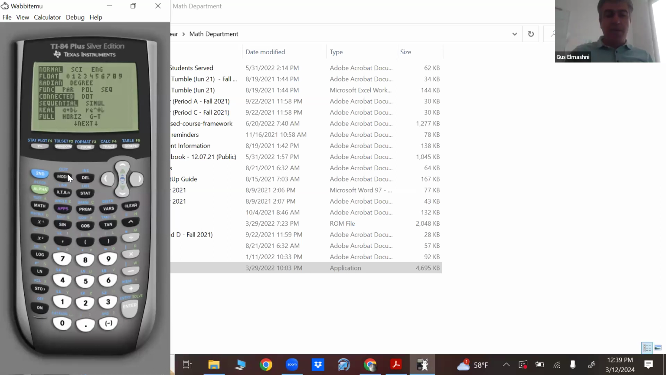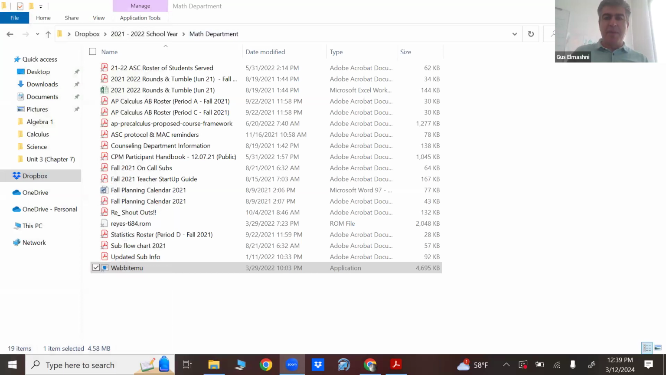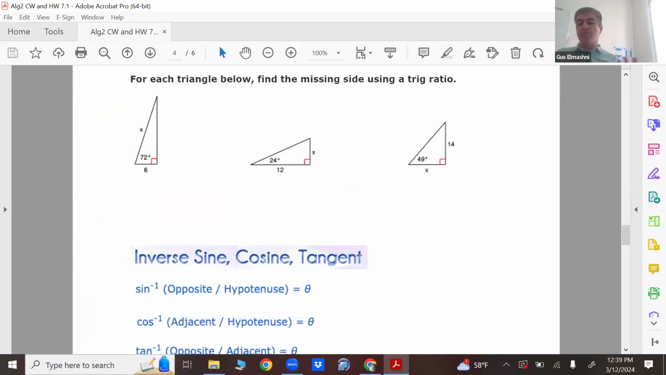You've got to switch that over to degrees. If you don't, you'll miss it. You'll miss every problem. Now that would suck. You don't want that to happen, so please be mindful about that. I'll remind you, but you've got to switch to degree mode. So that's what's happening with that one.